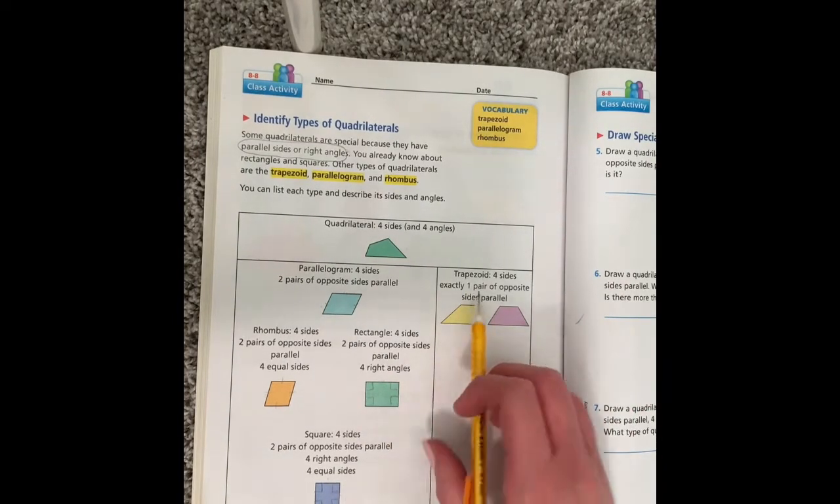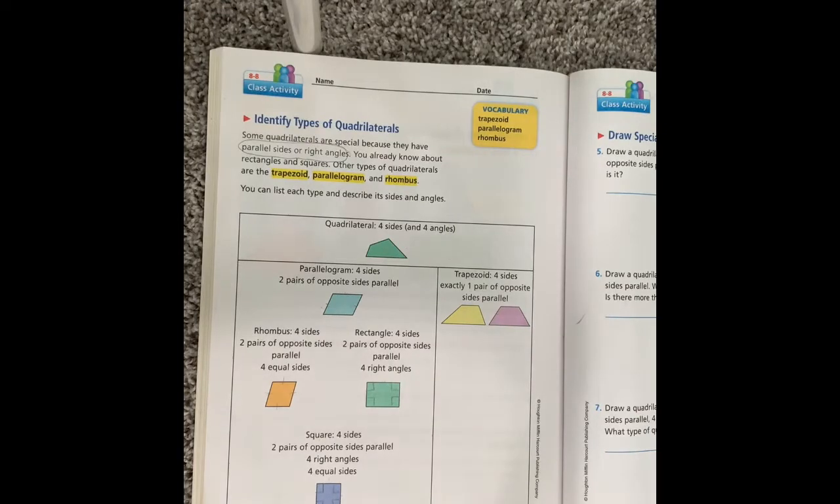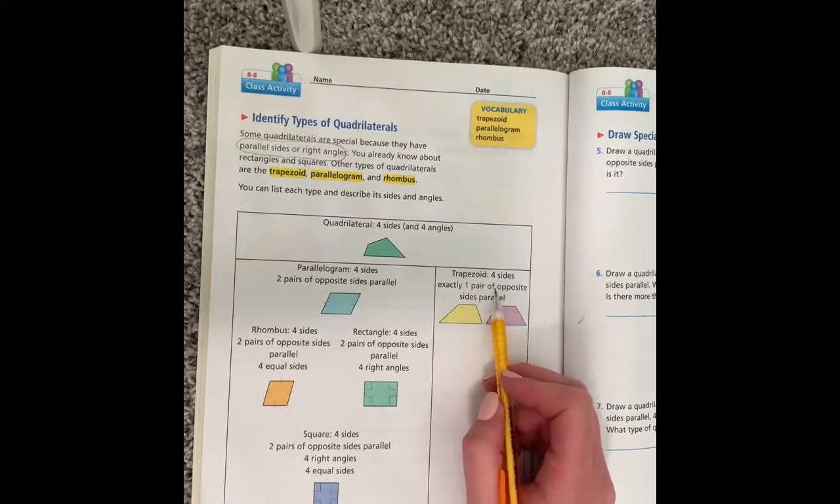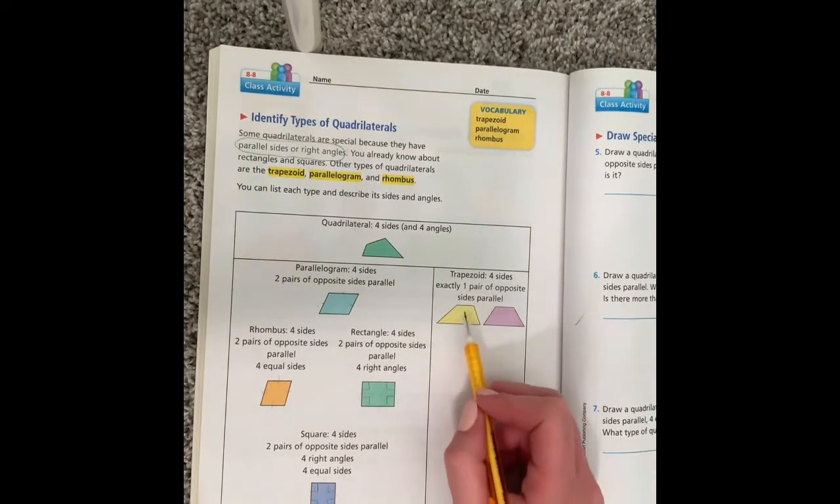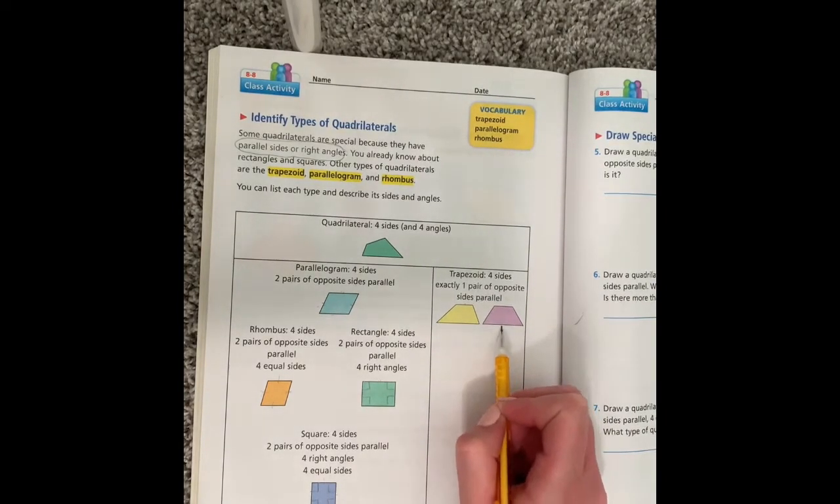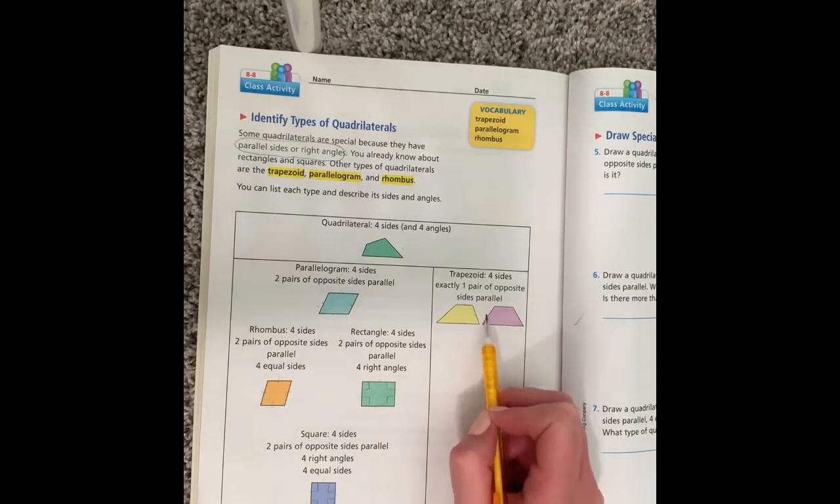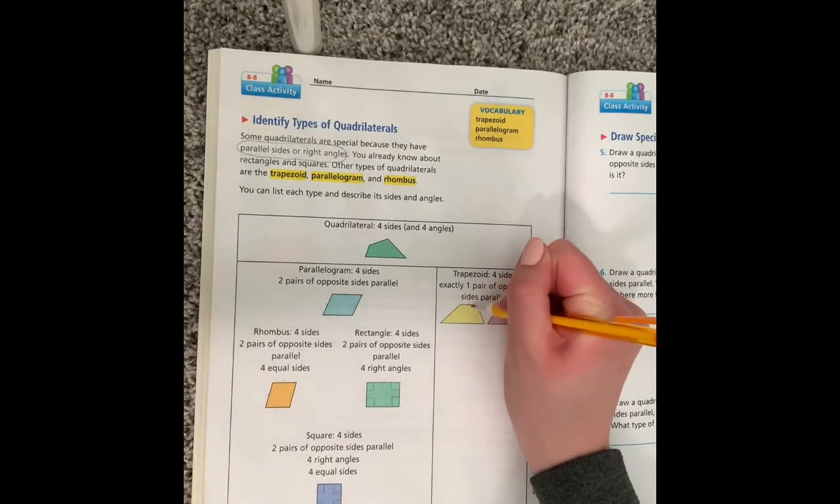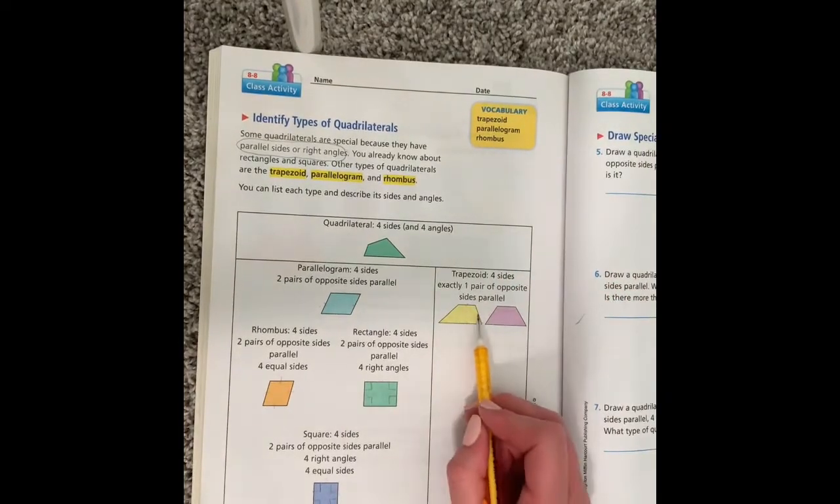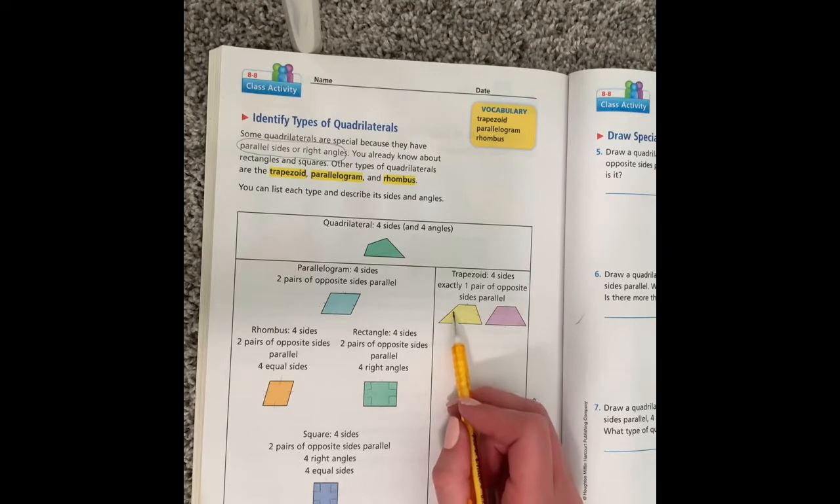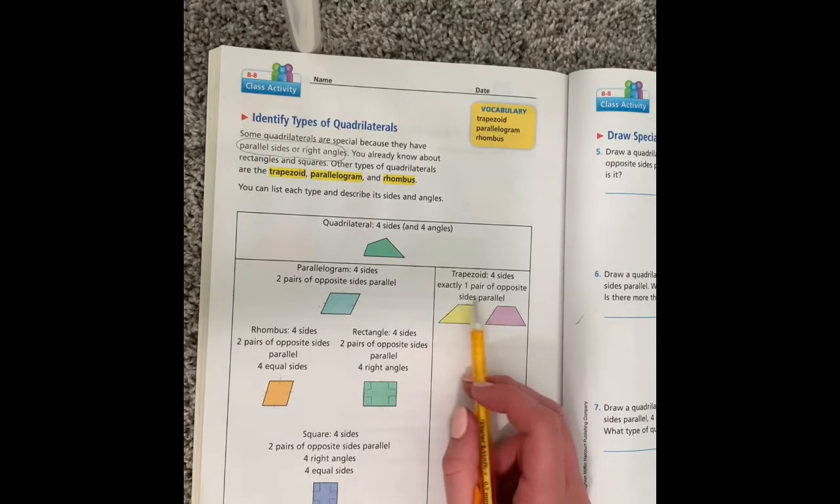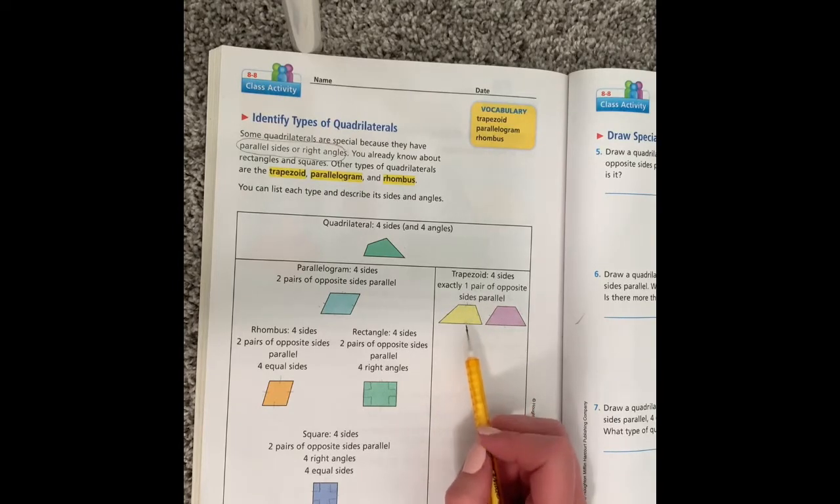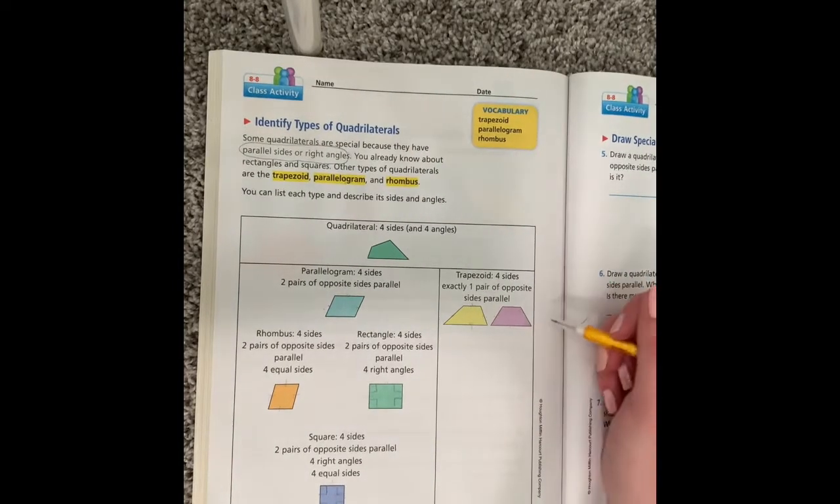So now if we look at the trapezoid, we know we have 4 sides, and we have exactly 1 pair of opposite sides parallel. So in both of these trapezoids, we can see that these 2 sides and these 2 sides are parallel, but these 2 and these 2 are not parallel because these are the same distance apart, but we can see these are not the same distance apart. And these, if we were to extend it, they would eventually cross over each other, but we know that these would not cross over each other and that they're the same distance apart. And it's the same thing with this one.